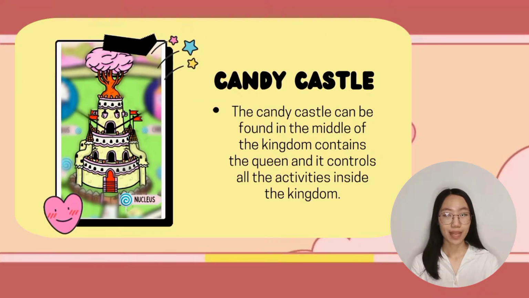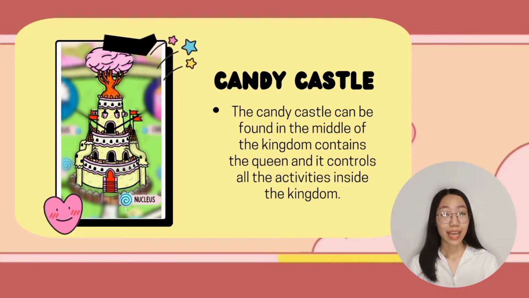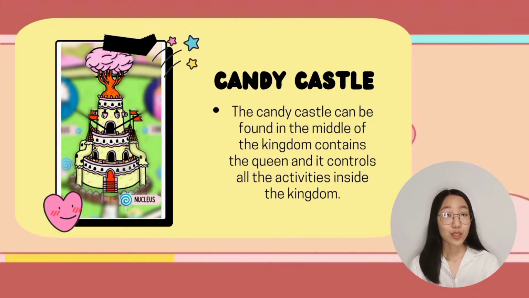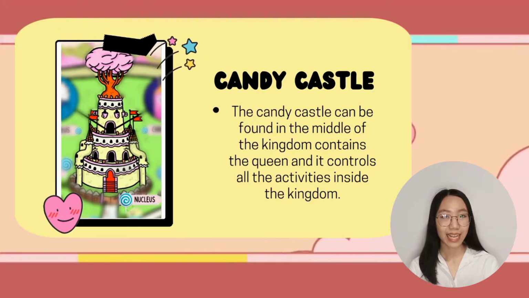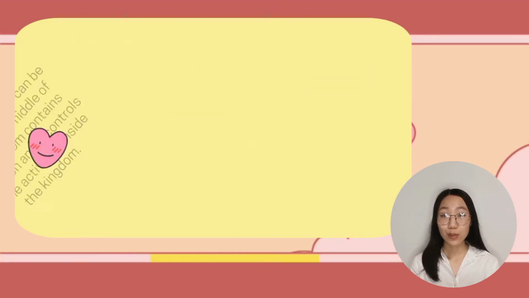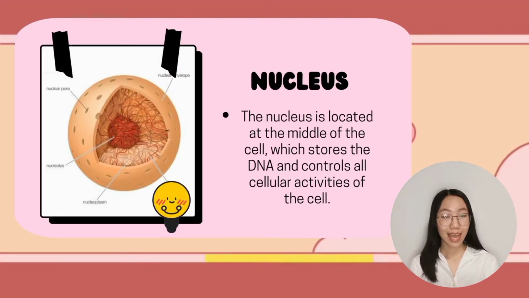Next, the candy castle that can be found in the middle of the kingdom is similar to the nucleus because it contains the queen and it controls all the activities inside the kingdom. Much like the nucleus, it is located at the middle of the cell, which stores the DNA and controls all the cellular activities of the cell.